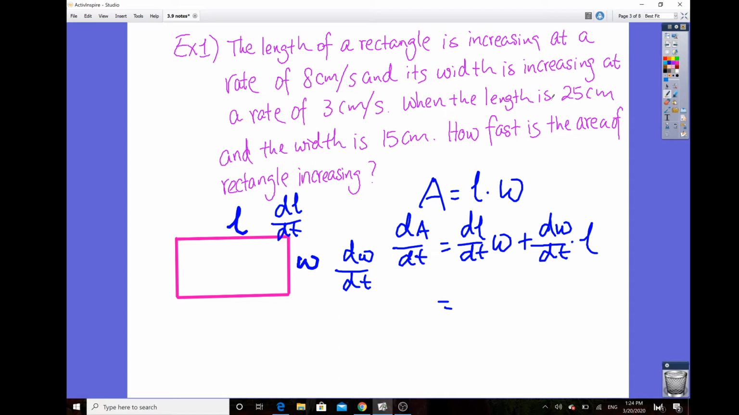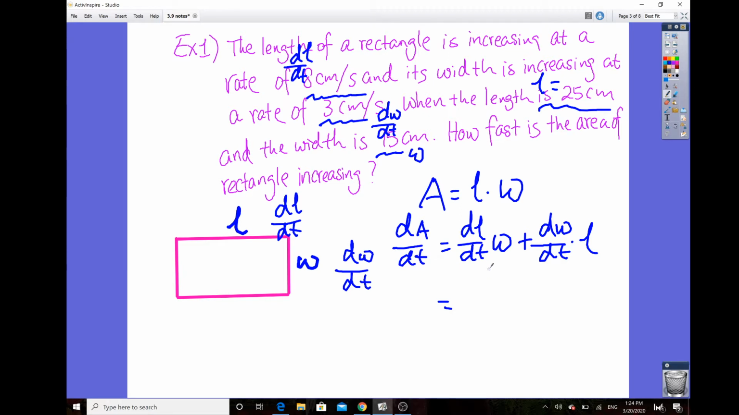Another thing we forgot to do here is the annotation. The length is increasing at the rate of 8 centimeters per second, so that is dL over dt. And dW over dt is 3 centimeters per second. So you want to highlight the key information and then annotate. Now, when the length is 25 centimeters and the width is 15 centimeters, you want to find the rate of change of the area.